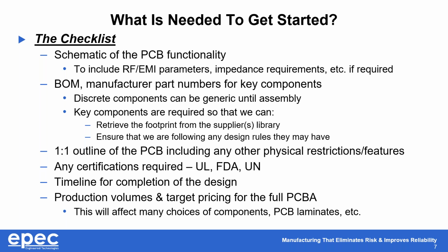Components are required so that we can retrieve footprints for placement on the PCB. Some components will be on a single side. Some may be on two sides. It depends on the library and the footprint space that is taken up. To ensure we're following all design rules, it's very important that we know what these footprints look like. A one-to-one outline of the PCB, including any other physical restrictions and features, is key to your designer and layout team's success.